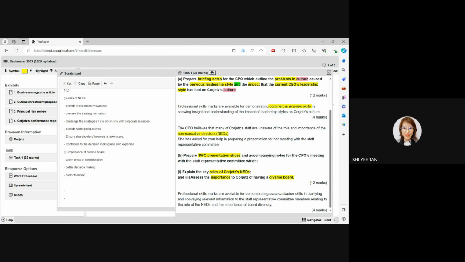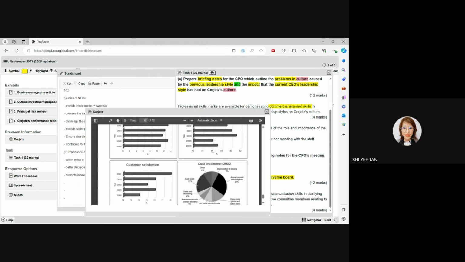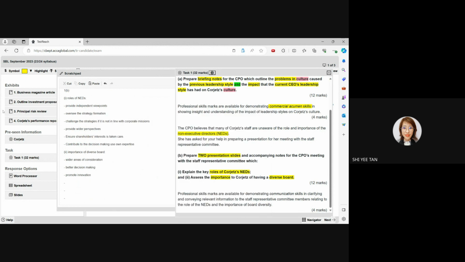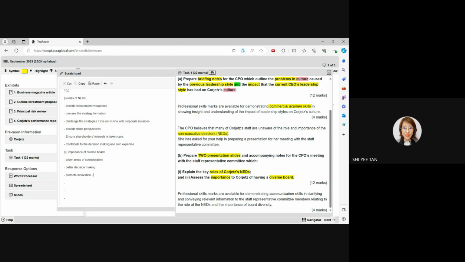And remember, this is one of the values of Corjetz, correct? Hey, Christine, see the value of the Corjetz, right? Innovation. So Corjetz value. So the third I leave to you. Okay, promote innovation. You have more ideas when you do brainstorming, and you have thorough consideration and so on.